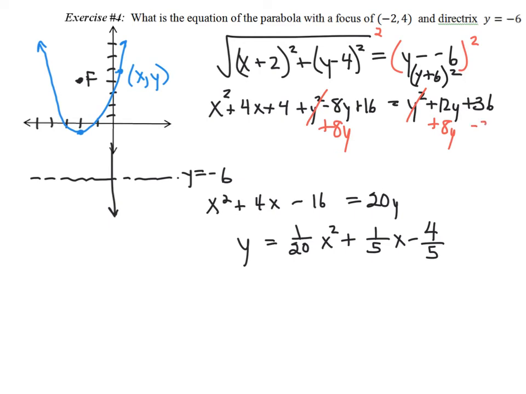I also want to subtract 36 from both sides of the equation. So on the left side, I've got x squared plus 4x minus 16. Lastly, let's finish off by dividing each and every term by 20. So I reduced my fractions, and I got the simplified equation for the parabola: y equals 1/20 x squared plus 1/5 x minus 4/5.